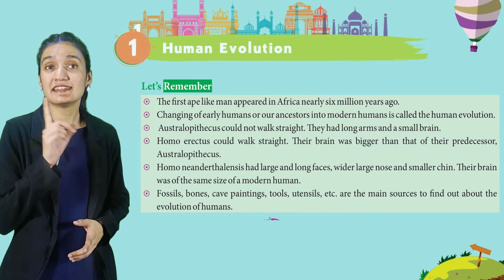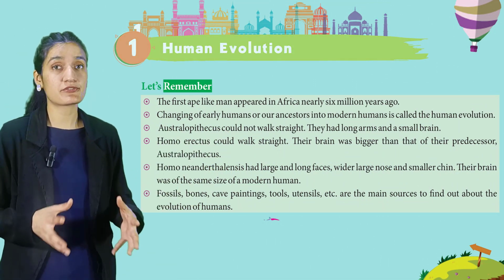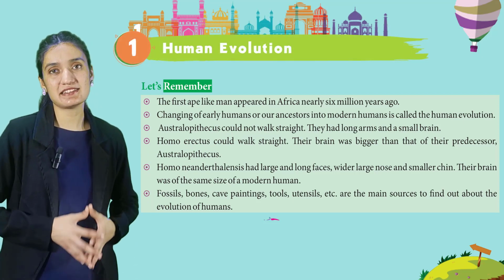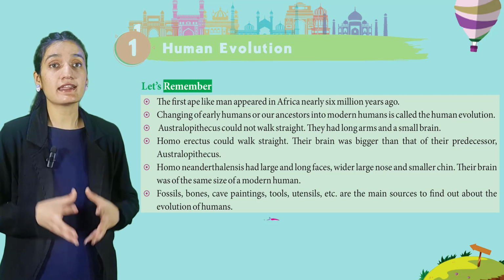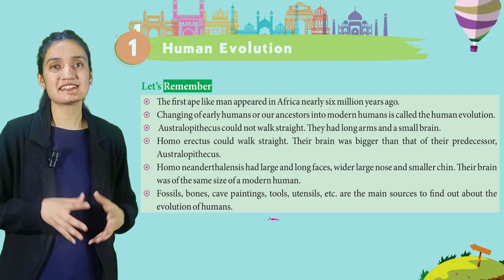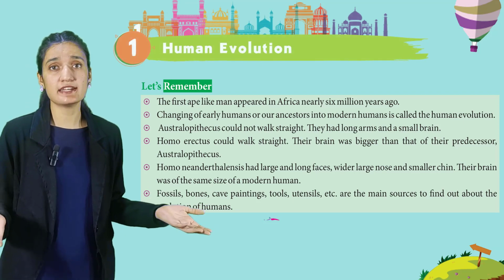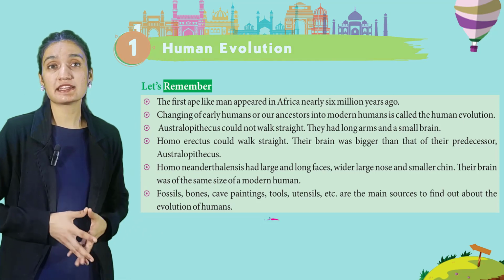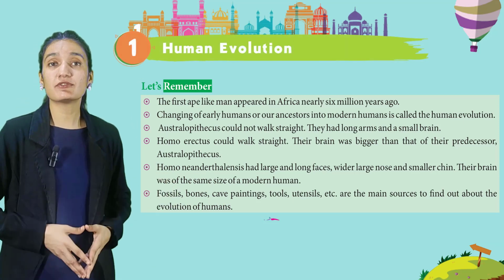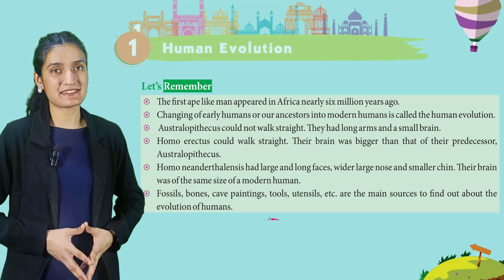Now students, let's remember the first ape-like man appeared in Africa nearly 6 million years ago. Changing of early humans or our ancestor into modern humans is called the human evolution. Australopithecus could not walk straight. They had long arms and a small brain. Homo erectus could walk straight. Their brain was bigger than that of their predecessor, Australopithecus.